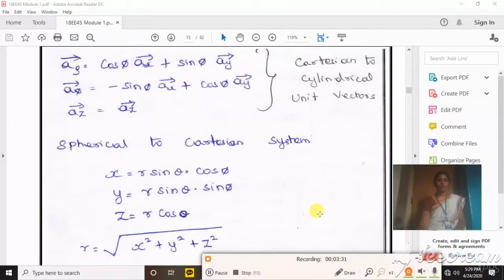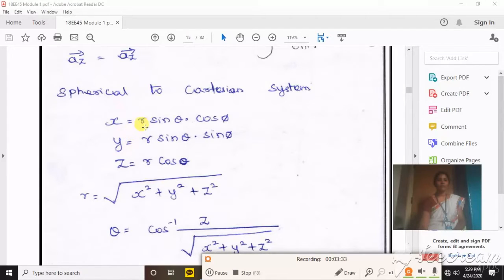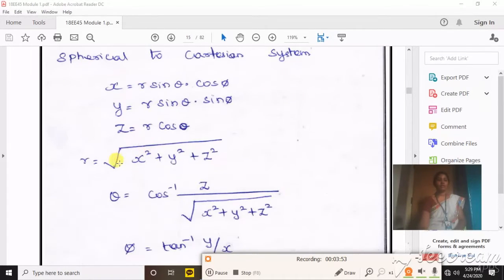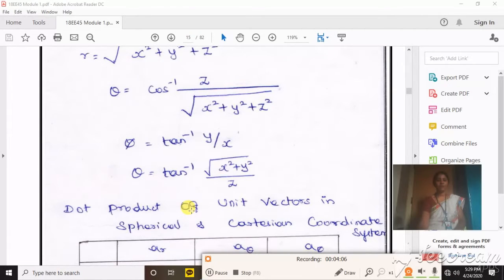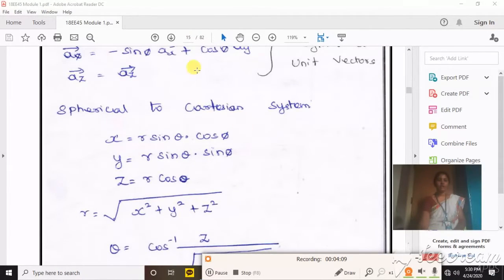Next is spherical to Cartesian. Spherical to Cartesian means x is equal to r sin theta into cos phi, y is equal to r sin theta into sin phi, z is equal to r cos theta. So when the coordinates r, theta, phi are known, you can convert spherical to Cartesian. If you know x, y, z, then reverse: you have to identify r, theta and phi. At that moment, r is equal to root of x square plus y square plus z square. Theta is equal to cos inverse of z divided by r. Phi is equal to tan inverse of y by x. This is how you convert spherical to Cartesian or Cartesian to spherical.